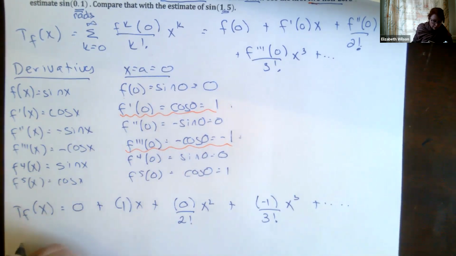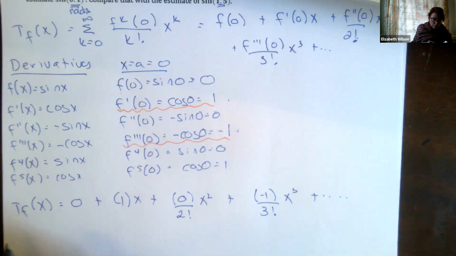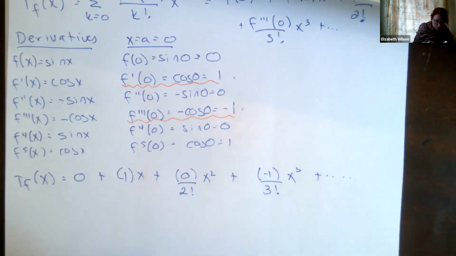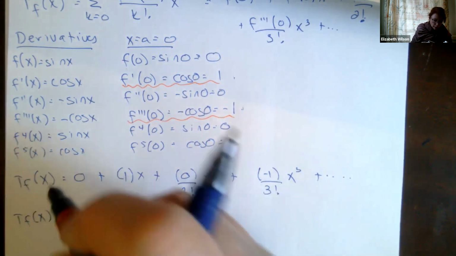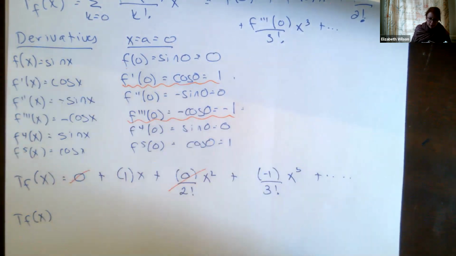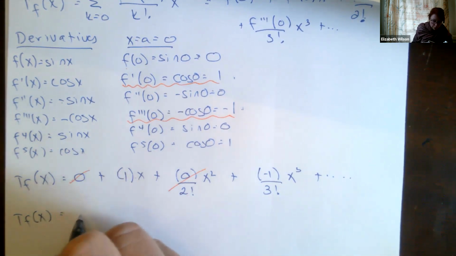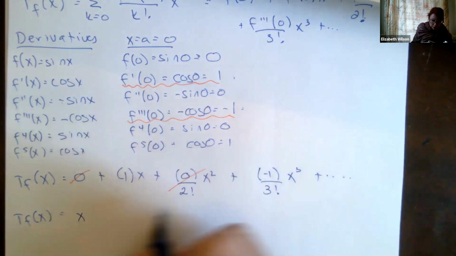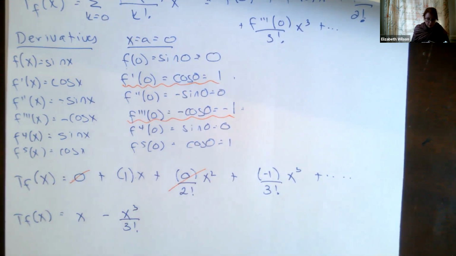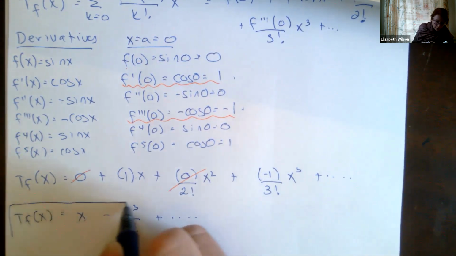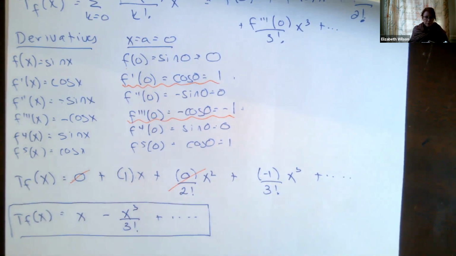Okay, so now what I'm looking at, scroll up just a little bit. Let's get rid of our zeros. The zeros are the things I don't need, so I'm not going to use that one, and I'm not going to use that one. I'm going to leave things in terms of factorial just for now. So I've got 1 times x, that's x, minus x cubed over 3 factorial, plus dot dot dot. I can leave it like that, but they said just the first couple terms, so I'm going to go like this.